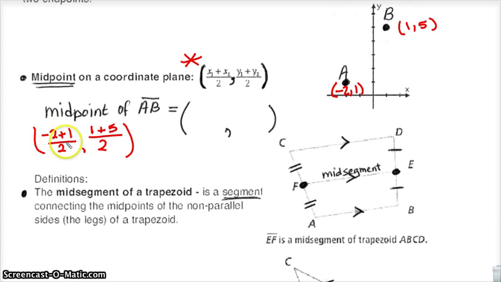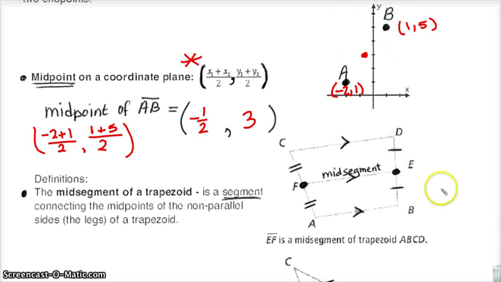So, -2 plus 1 is -1 divided by 2, -1/2. And 1 plus 5 is 6, divided by 2 is 3. So visually, you can see if we plotted this point, I go over -1/2 and up 1, 2, 3, I would end up right in the middle of my two original ordered pairs.